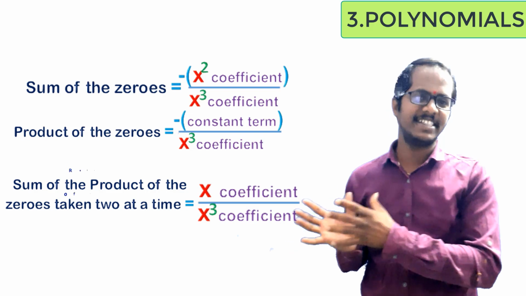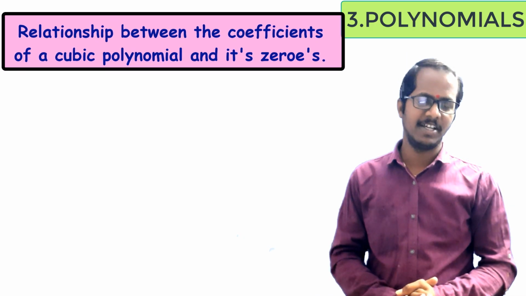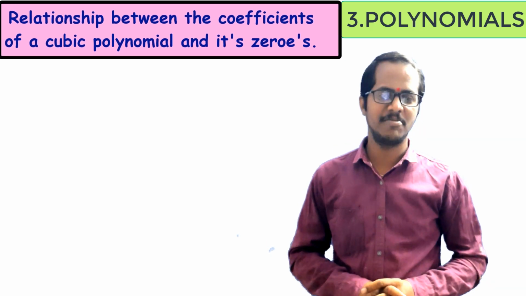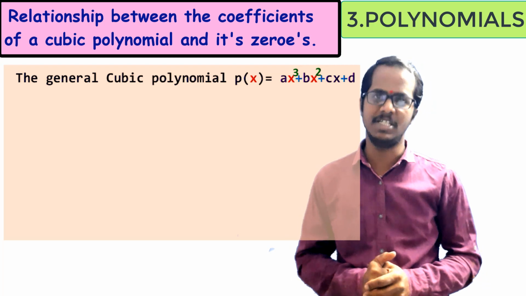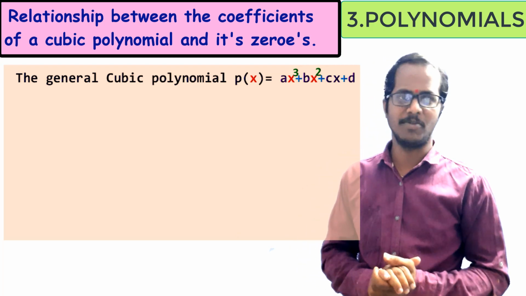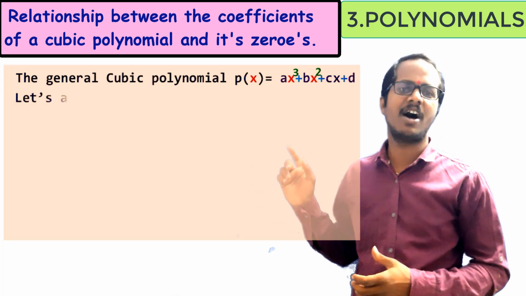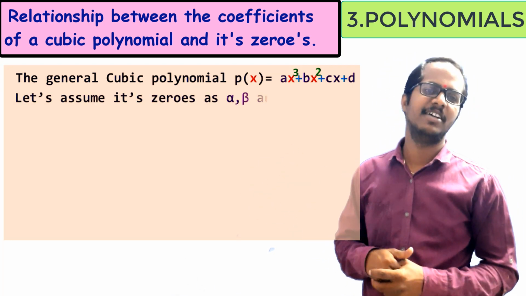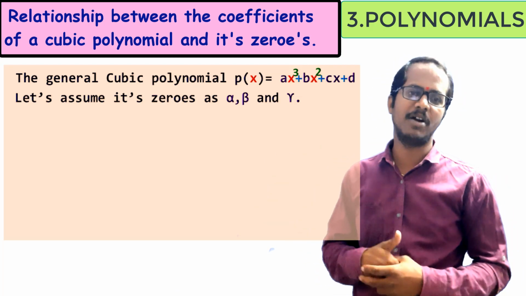Now let us generalize these by considering a general form of cubic polynomial. So what is the general form of a cubic polynomial? Very good. It is ax cube plus bx square plus cx plus d. Here a is not equal to 0. And let us assume the zeros of this cubic polynomial as alpha, beta, gamma. So here alpha, beta, gamma are the three zeros of this cubic polynomial.